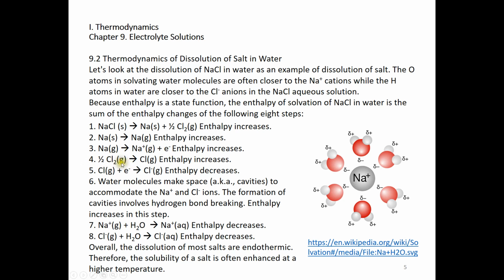And then we can decompose the chlorine molecules into chlorine atoms. Over here, since we need to break the chlorine-chlorine chemical bond, enthalpy increases. And then we're looking at the electron affinity of the chlorine atom. A chlorine atom in the gas phase can get an electron and form chloride in the gas phase. And in this step, enthalpy decreases.